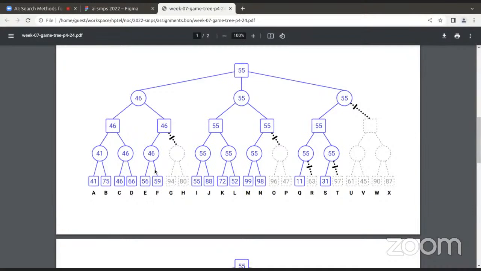You're saying we didn't cut F. Is that your question? Why we are not cutting F, correct? Okay. We didn't cut F.